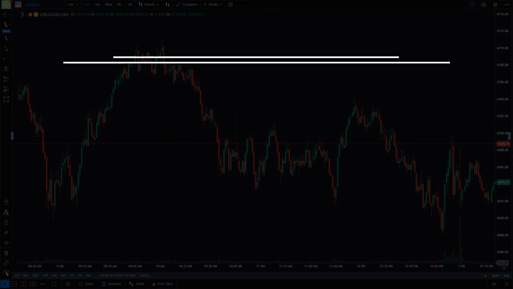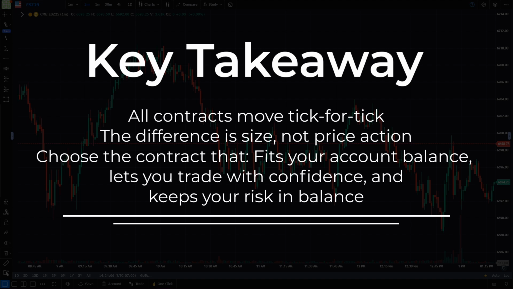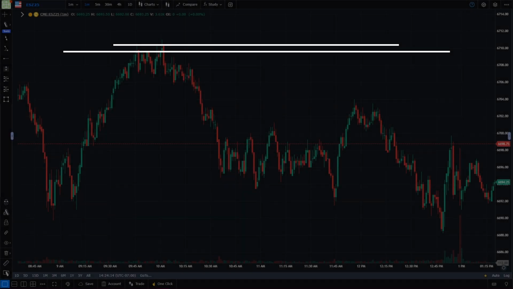While there might be a small tick difference between micros and minis, they still move very closely together. It's just about finding the size that lets you trade with confidence and something that works within your account balance.